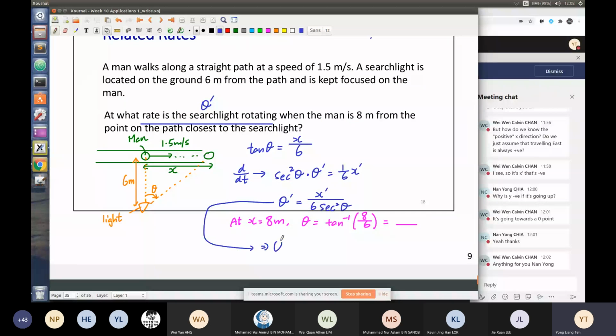So theta prime is equivalent to x prime, which is a positive 1.5, divided by 6 multiplied by secant square, this guy. This theta prime will be in radians per second. Of course, this theta must be in radians.